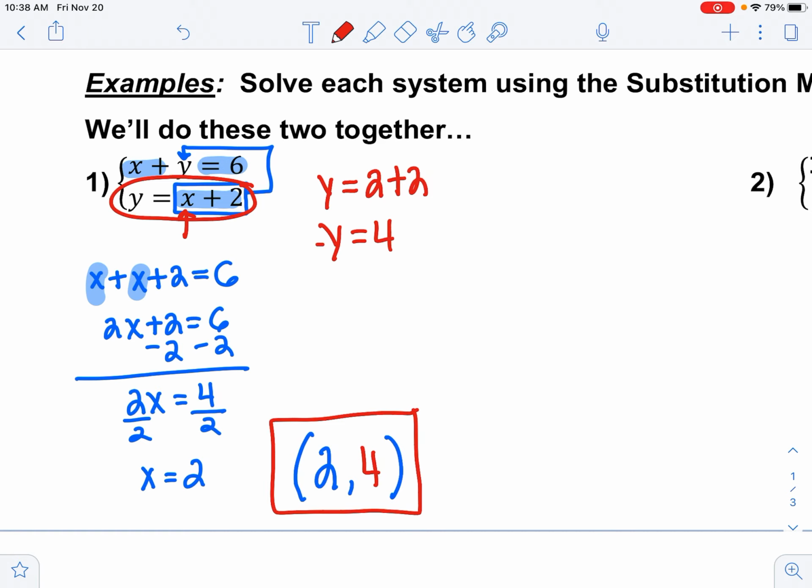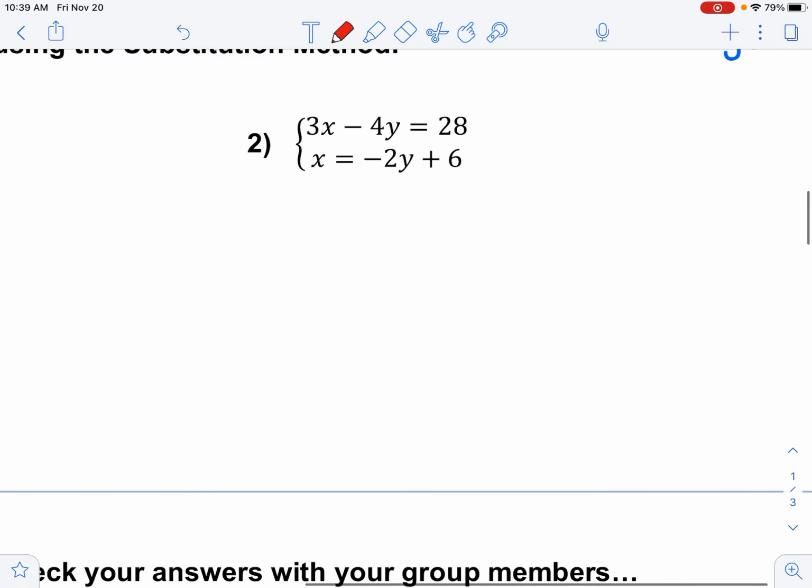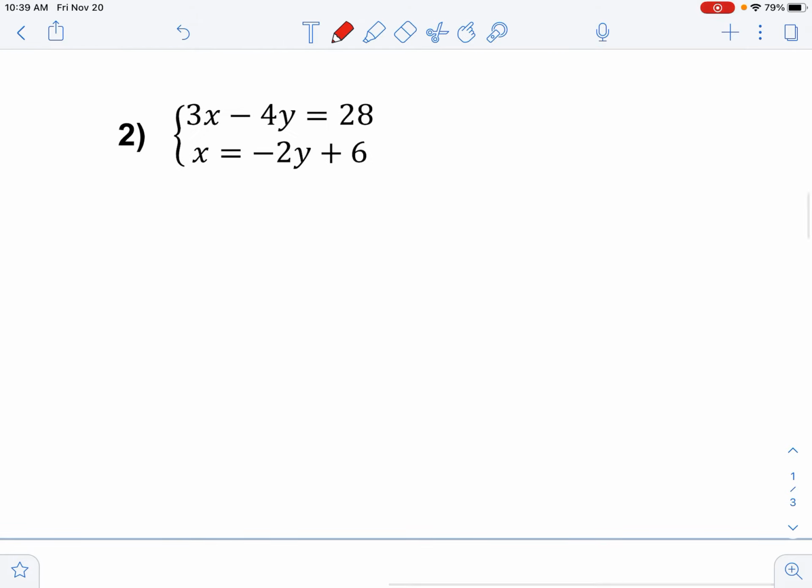If I wanted to grade my own test, I could. All that I would have to do is, if I got this 4 from this equation, check my answer in this equation. X plus y should be 6. Is 2 plus 4 6? It is. Now I graded mine, and I know I got 100% on it. That's what's great about this test.